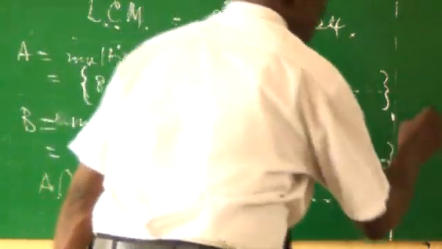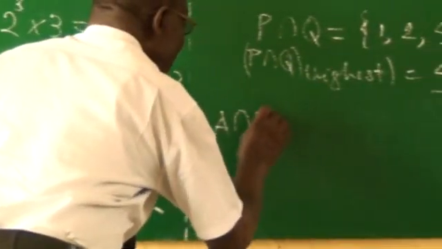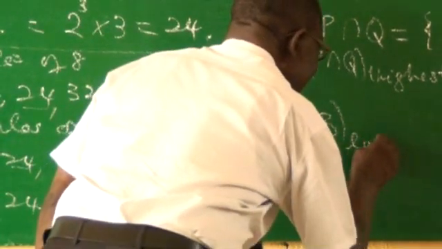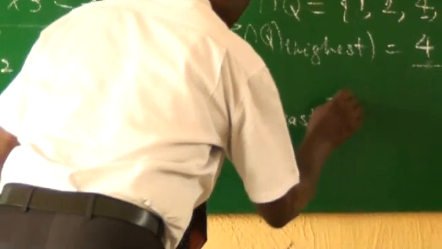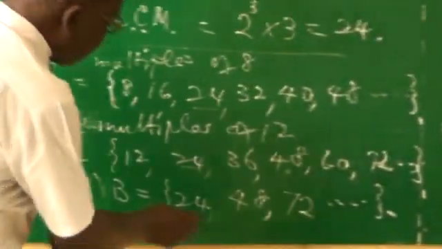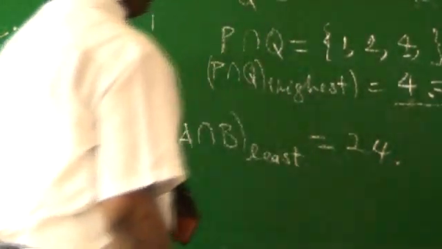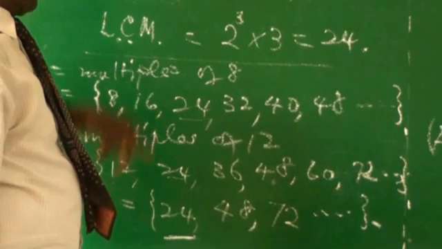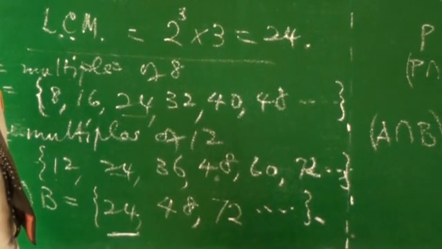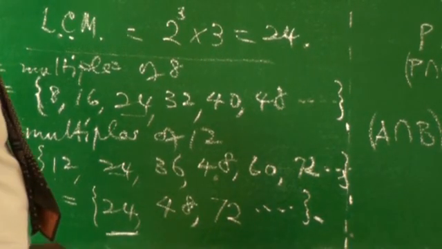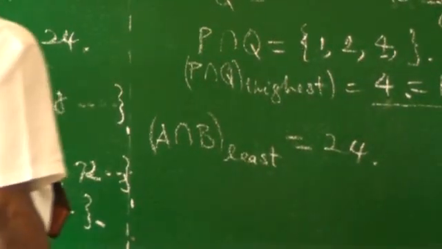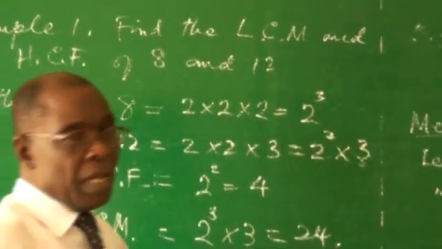A intersection B, we are looking for the list of these common elements. The least of them is 24. Again, you will discover that this method has more merit than the other two methods. And you will see how I am going to exploit this method in producing factors of expressions.